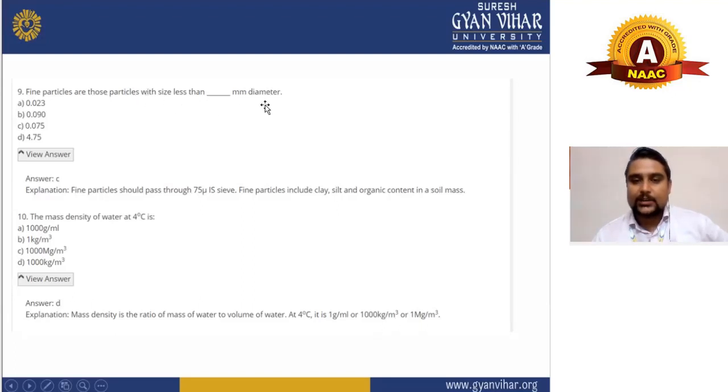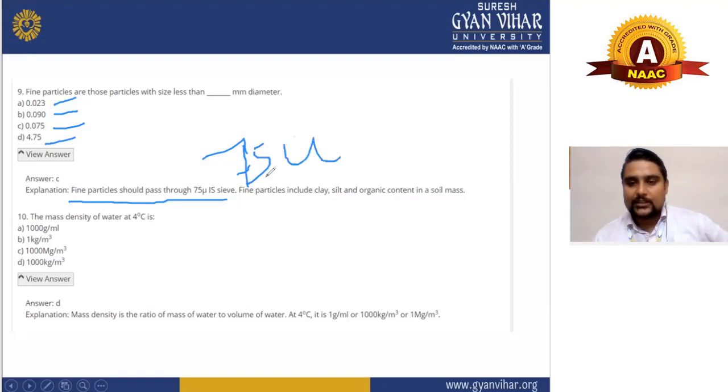Fine particles are those particles with size less than what? Here is given 0.023, 0.090, 0.075, 4.75. What will be your right answer? As we know, fine particles should pass through the 75 micron sieve, and it will be your IS sieve. Here the right answer will be 0.075 mm. If we convert micron into mm, it will become 0.075 mm. Right answer will be 0.075 mm.